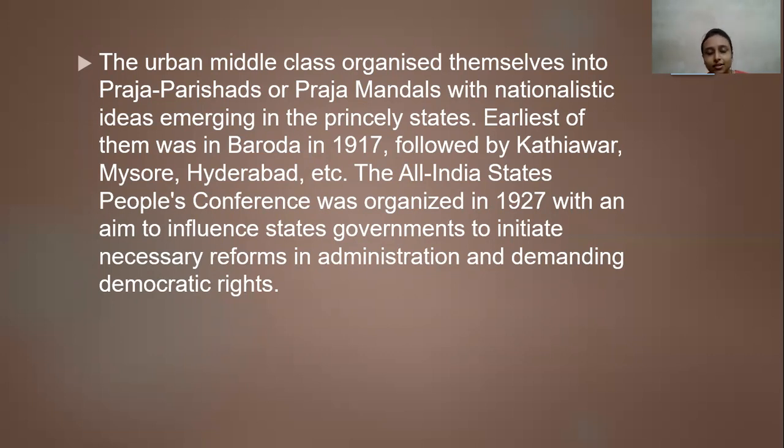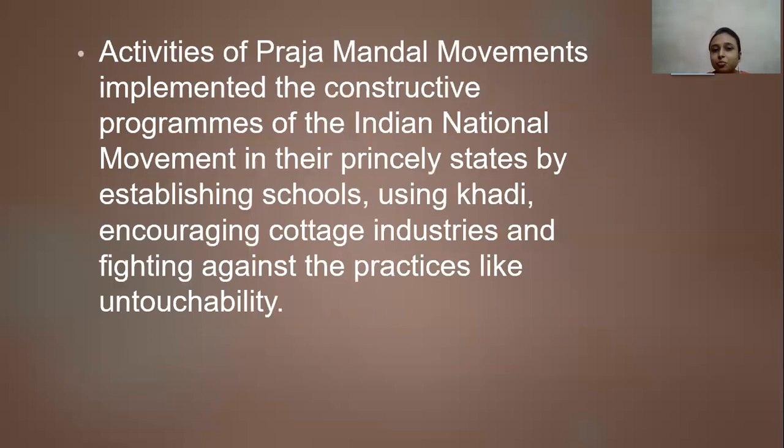So around 10 years later, that is 1927, it came into existence with the aim to influence state governments to initiate necessary reforms in administration and to demand democratic rights. So we can almost say that with their initiative, a part of our independence was achieved. Now, the activities of the Prajamandal movements implemented the constructive programs of the Indian national movement in their princely states, establishing schools, using khadi, encouraging cottage industries, and fighting against practices like untouchability.